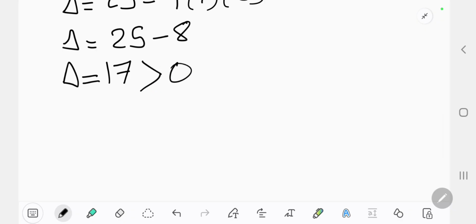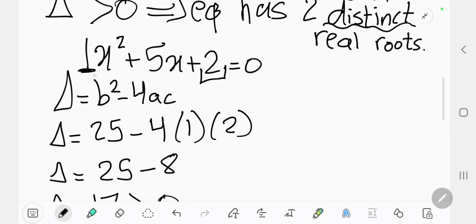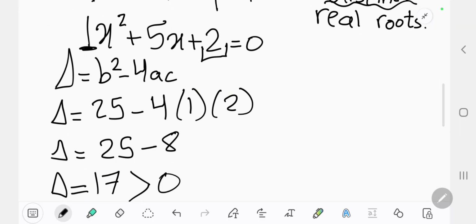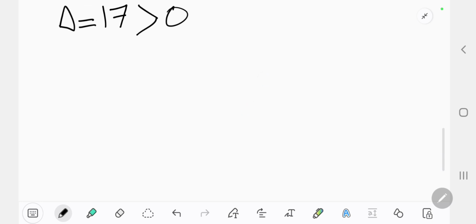So here we have a very important way to figure out what x is, how much x is in this equation. This is an equation, so we have to know how much x. We don't care about delta, we care about x. But to figure out what x is, we have to know how much delta is, okay?